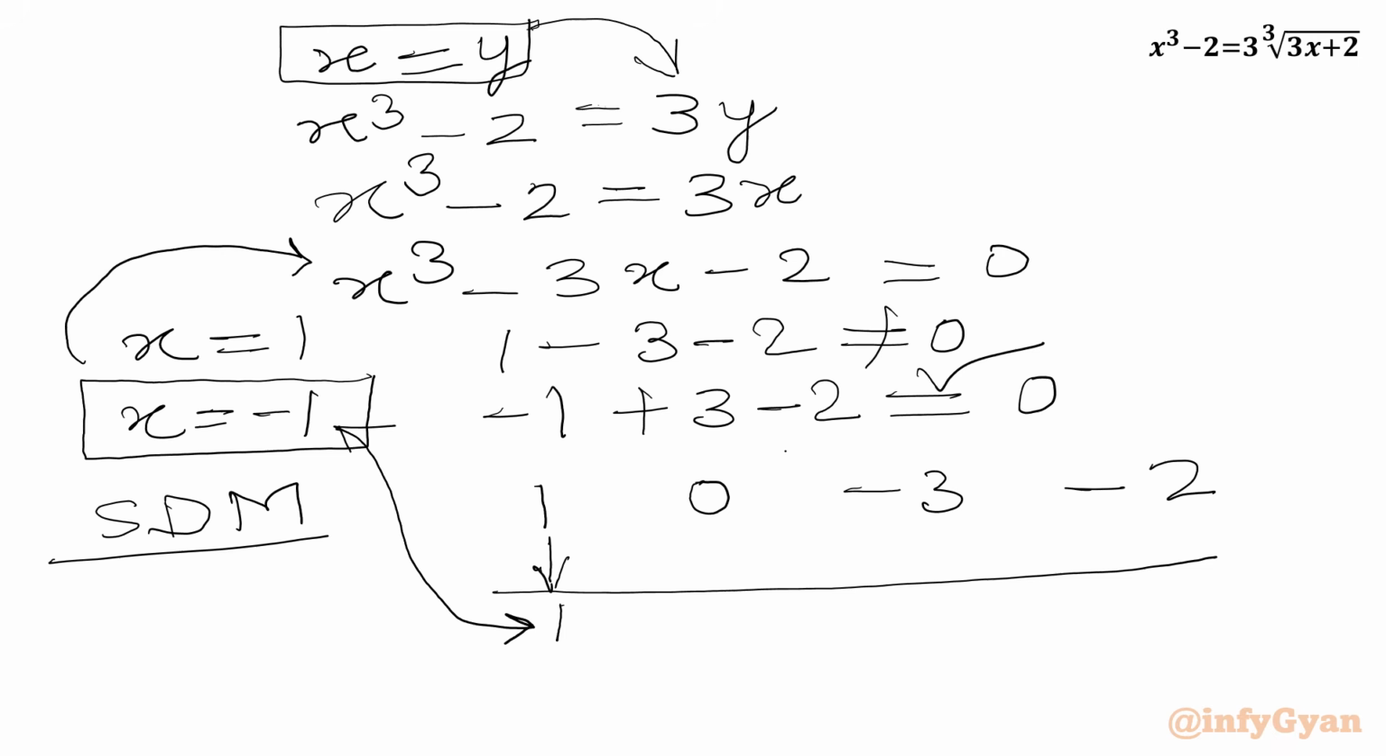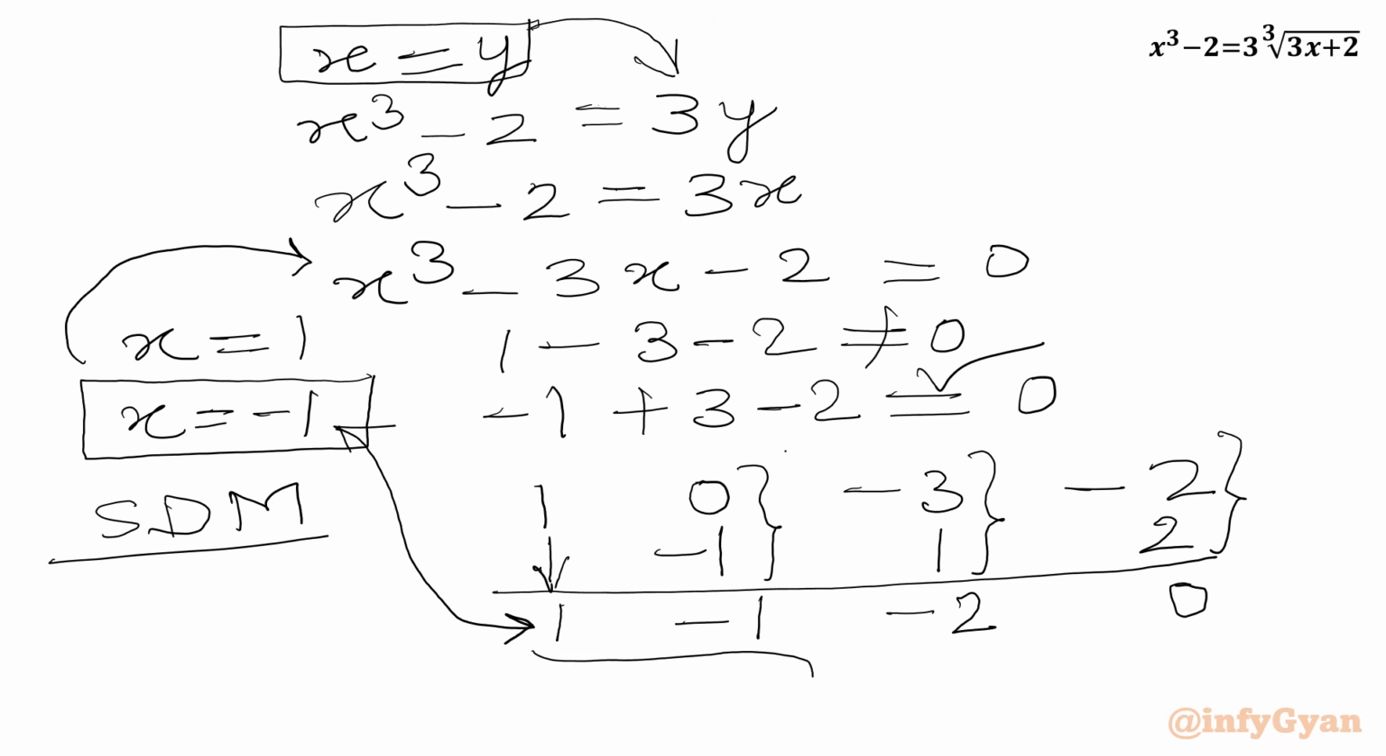So minus 1 times 1 is minus 1. We'll add these two numbers. So we'll write here minus 1. Minus 1 times minus 1 is plus 1. We'll add these two numbers and write minus 2. Minus 1 times minus 2 is plus 2. Addition of these two will give us 0.